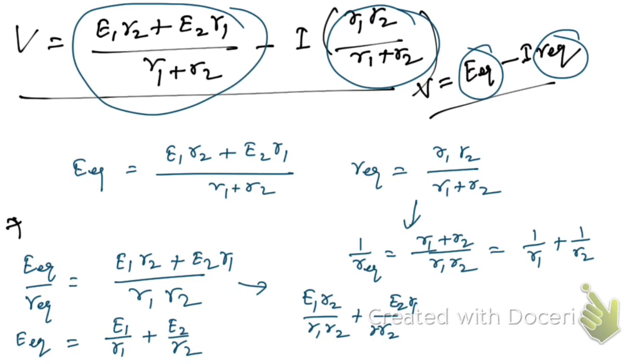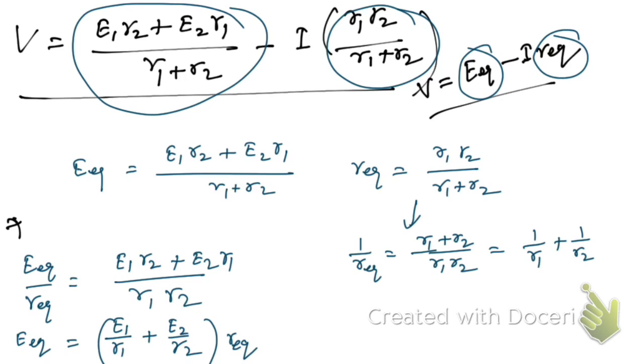So hope you know these things. These are very simple things, just simplification. So now you see, that's what we will get. So this is for only two cells. One more thing, I forgot to write this R equivalent, it can be written here, right?